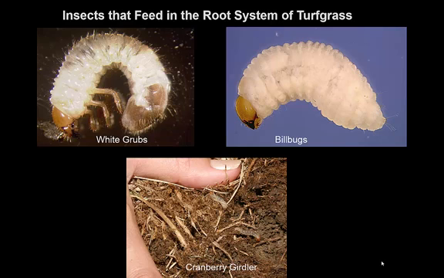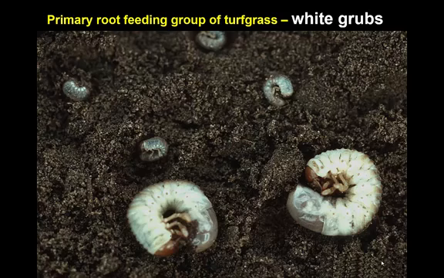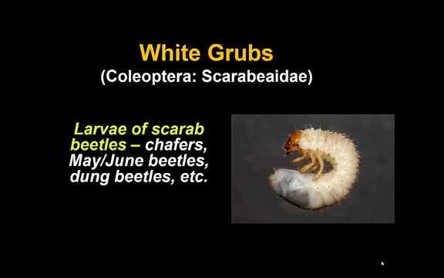Let's start with the insects that feed on the root systems of turfgrass, because these have the greatest impact in terms of the ability of the plant to be damaged by an insect. And by far, the most important root-feeding group of insects associated with turfgrass are insects we call white grubs. And what a white grub is, it is a larva of a group of beetles. They're larvae of scarab beetles.